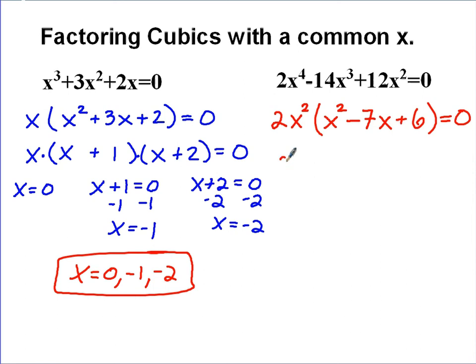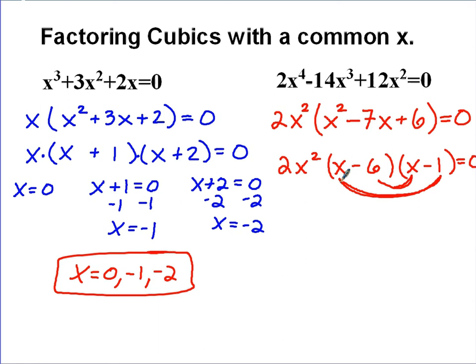Okay, so now I've got 2x squared, and I've got this quadratic in the parentheses. If I can, I'd like to factor that. So x times x gets me the x squared, and I've got to add to -7x and multiply to 6. So I'm thinking that would get me -6 and -1. -6 times x is -6x. X times -1 is -1x. So those add to -7x, and then when I multiply those, I've got positive 6, which is what I needed to have. So that's correct.